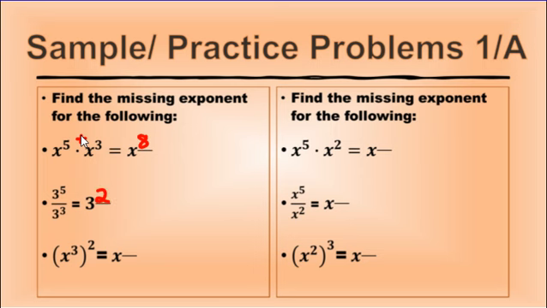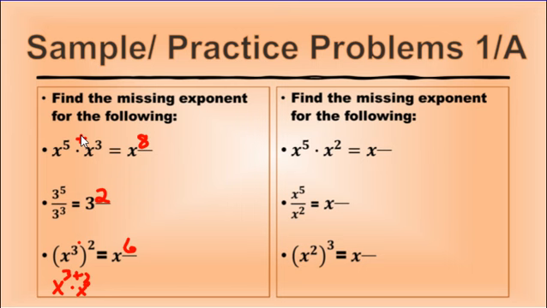And then the last one, x cubed, and I'm going to square x cubed. This is really saying x cubed times x cubed, so we're going to do it twice. And when you multiply like bases, you're really adding the exponents, so that's why this would be x to the sixth. The shorter way would be just to multiply the two exponents there.